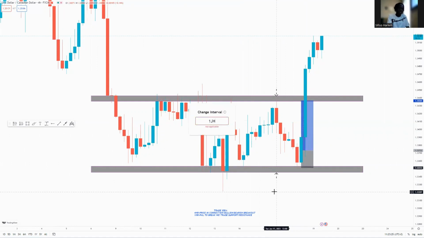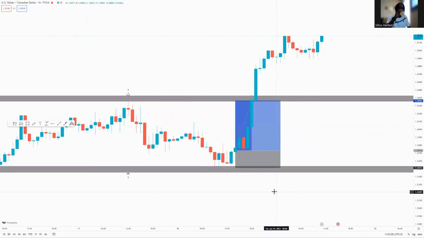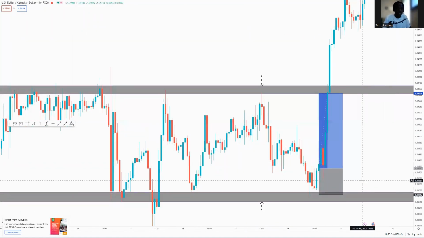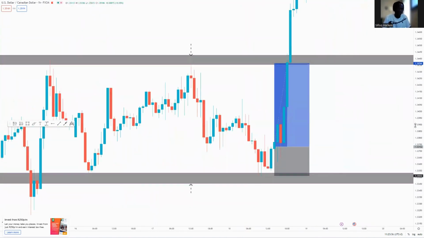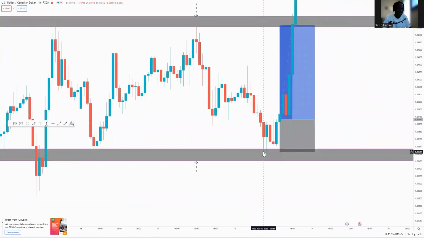So let's quickly look at the hourly now. On the hourly time frame, on Wednesday in our pre-London session, an hour before London, price came back to our support and rejected support. Coming into the London session, it indicated that price might break out, confirming a continuation move to the downside, but it rejected again with a bear open and a bullish close.